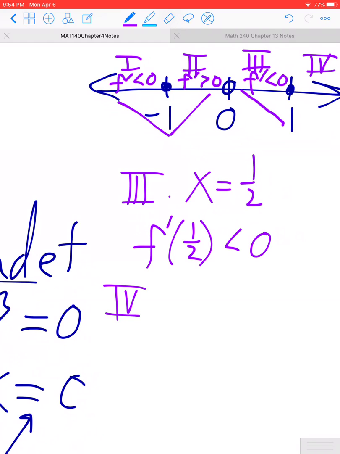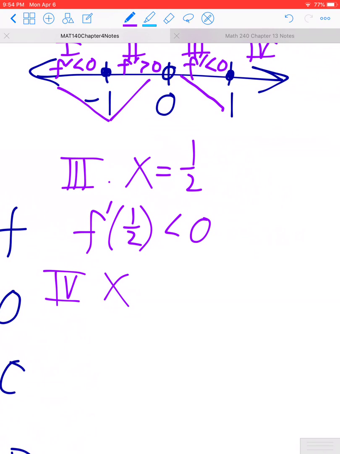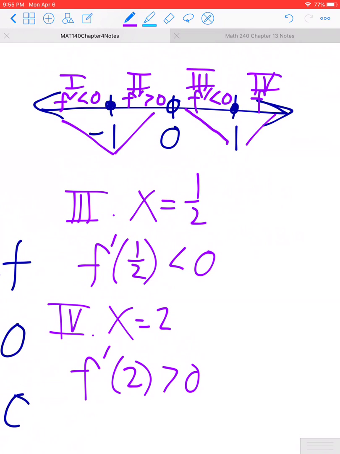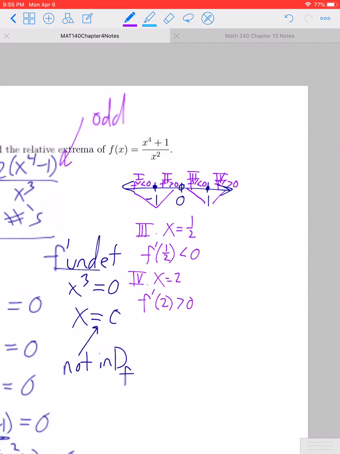And in region 4, a good test point might be using, let's say, x equals 2. If you check f prime of 2, that should be greater than 0. So it's going to be increasing in region 4. Now with all of this information, we can go ahead and classify our critical numbers.